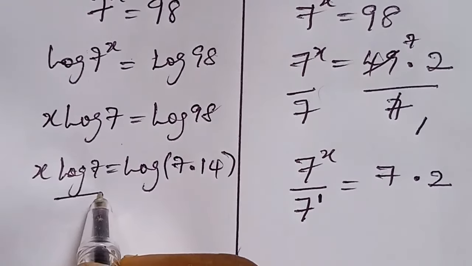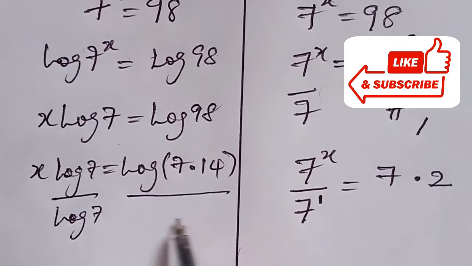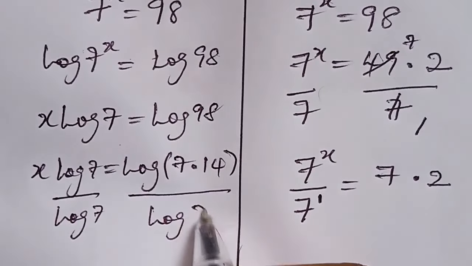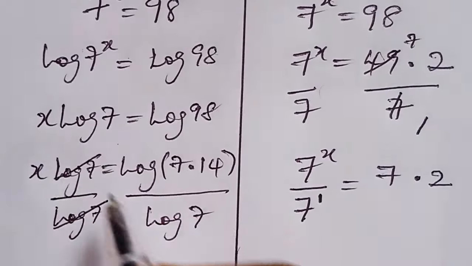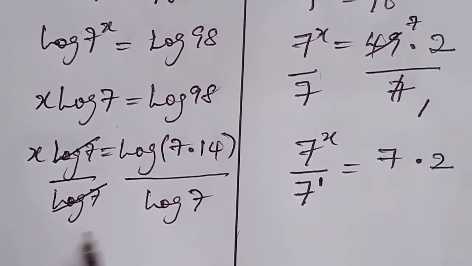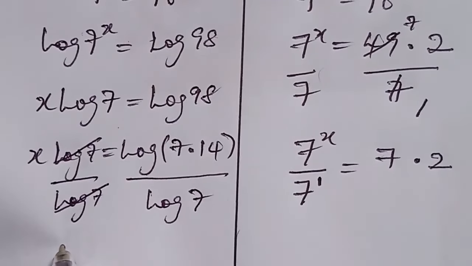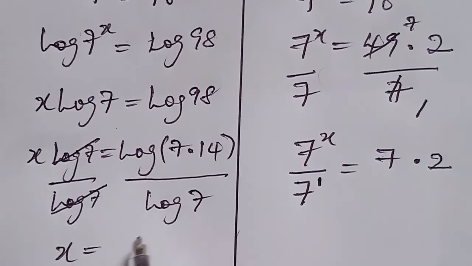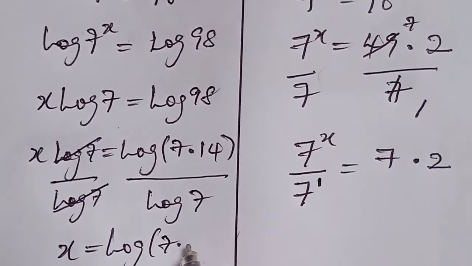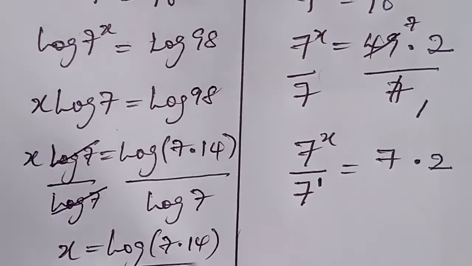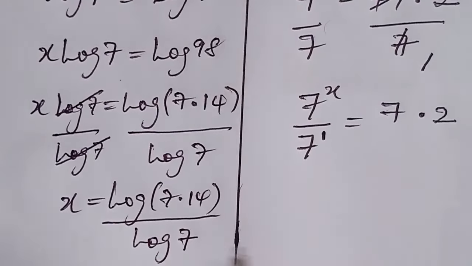We have divide by log 7, then divide by log 7, so that at the left hand side we cancel out log 7 at the numerator. So we now isolate x. We have x equal to log of 7 multiplied by 14 over log 7.